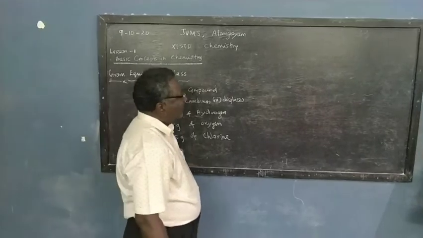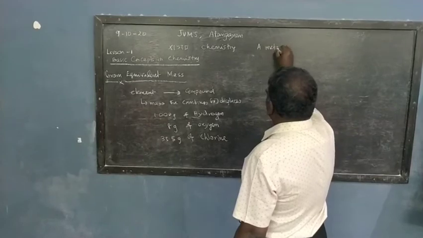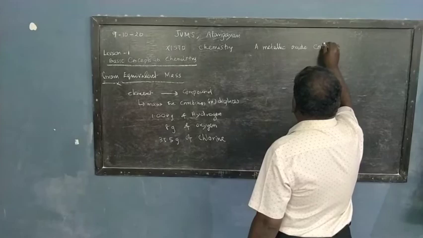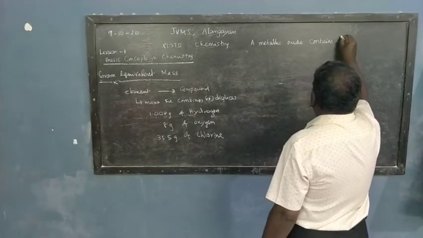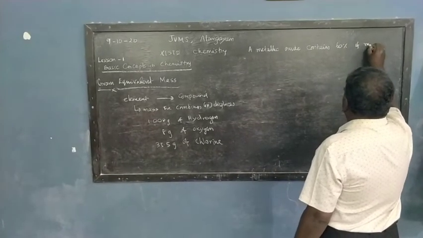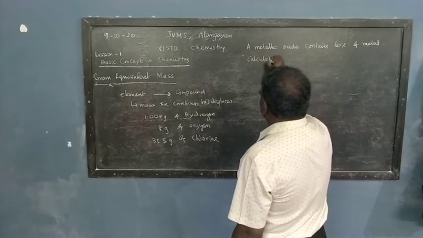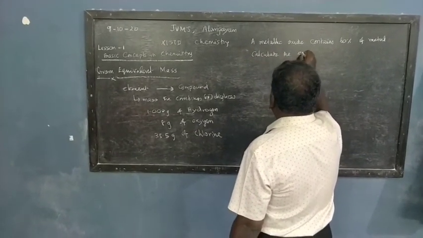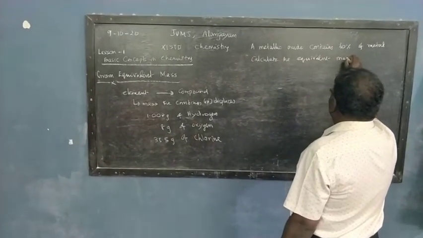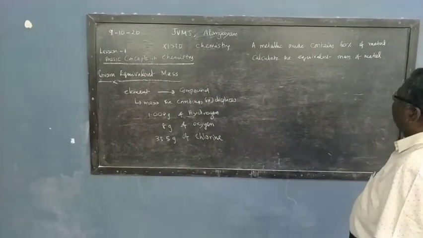For example, we will do a small sum, right? A metallic oxide contains 60% of metal. Calculate the equivalent mass. Calculate the equivalent mass of the metal, right?